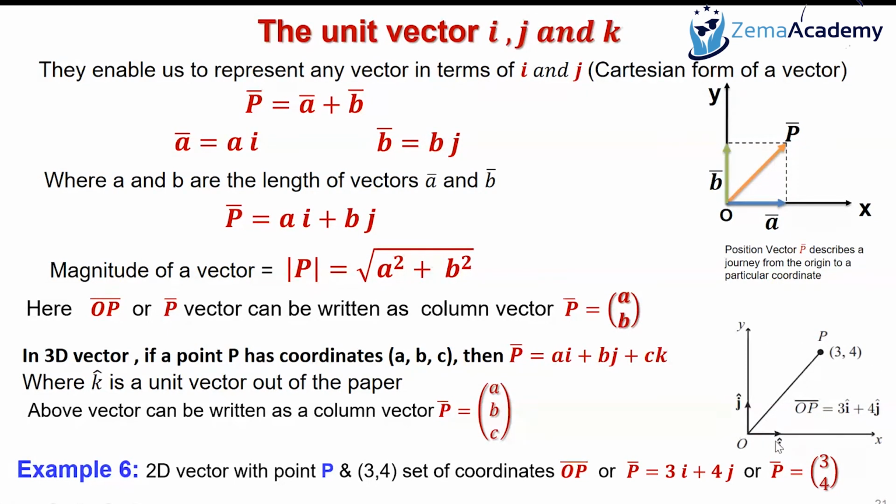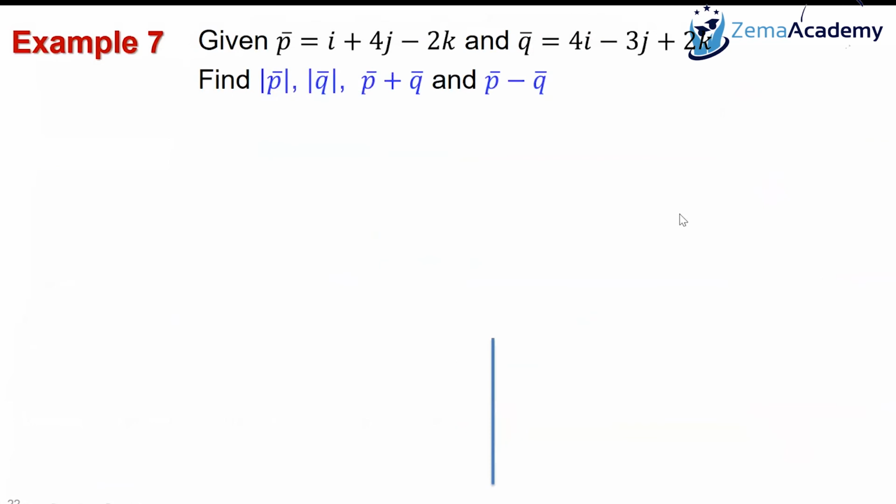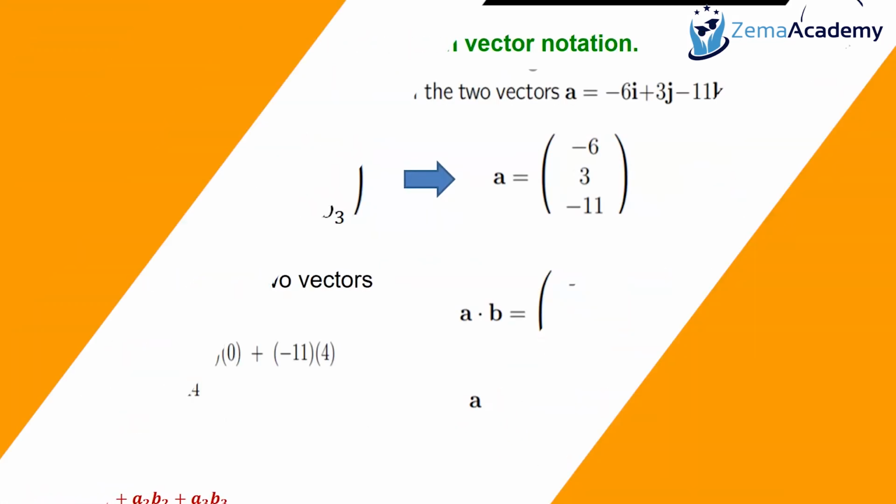So if you see over here, i and j are the unit vectors. They are defining the direction. Whereas this OP is representing the resultant vector, which has coordinates 3 and 4. And this is how you define the distance or the length of this vector, 3i plus 4j. So this is representing the length of the vector OP. I hope this is clear.